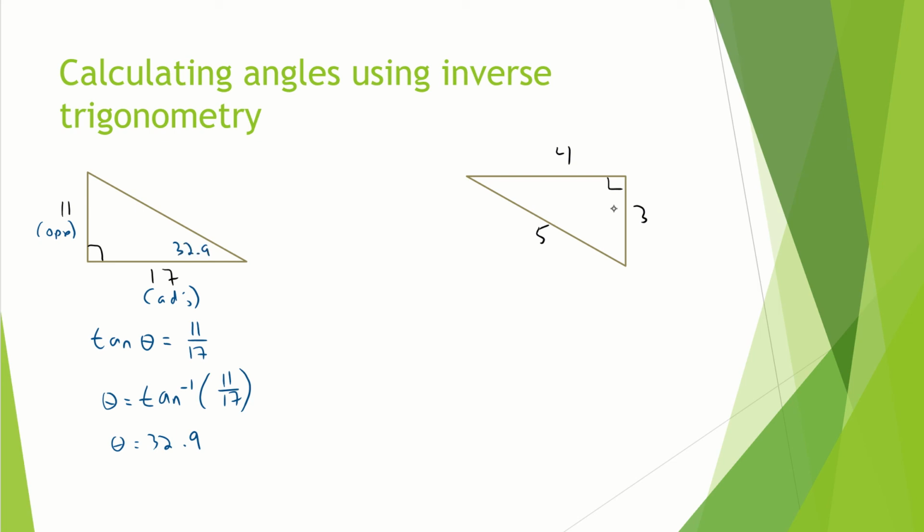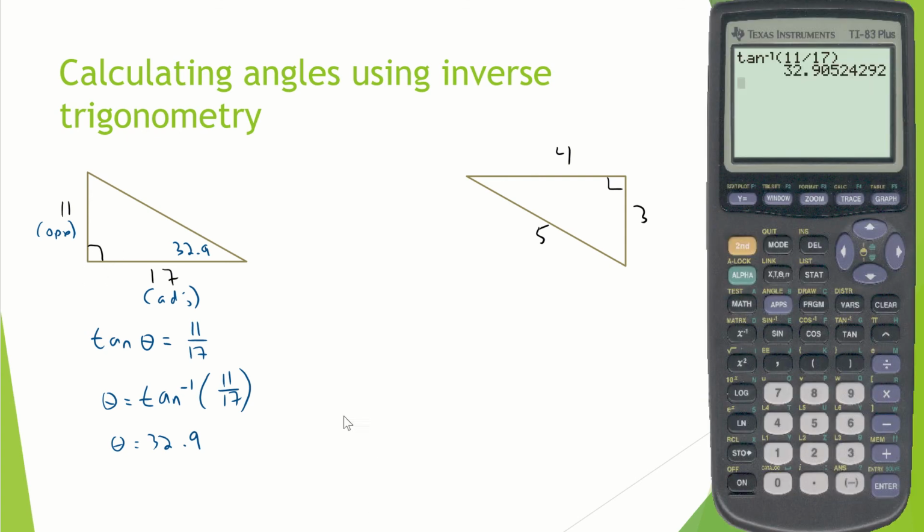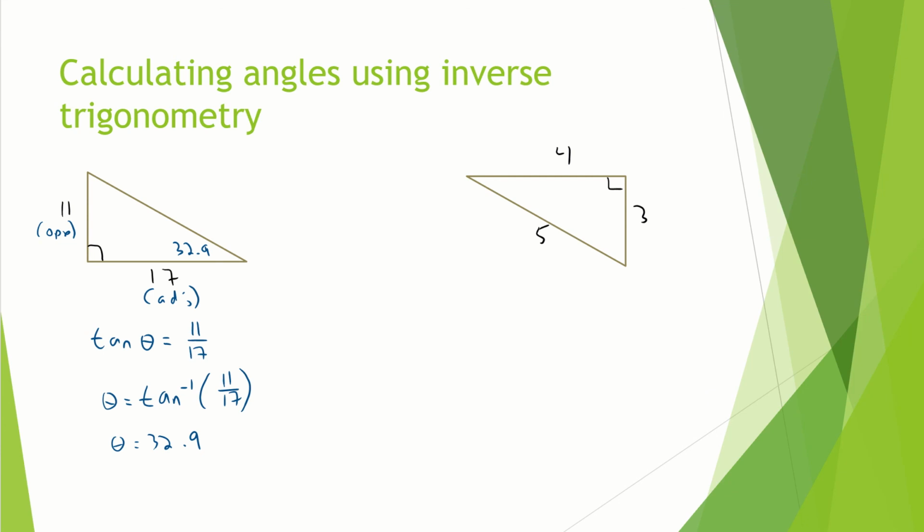As you know, the angles in a triangle add up to 180 degrees, and one of the angles is already 90, so the two acute angles of a right triangle add up to 90. To find the other one, I'm just going to write 90 minus the previous answer. There we go, that's what I meant to do. And that's going to be 57.1. So the top one is 57.1 degrees.